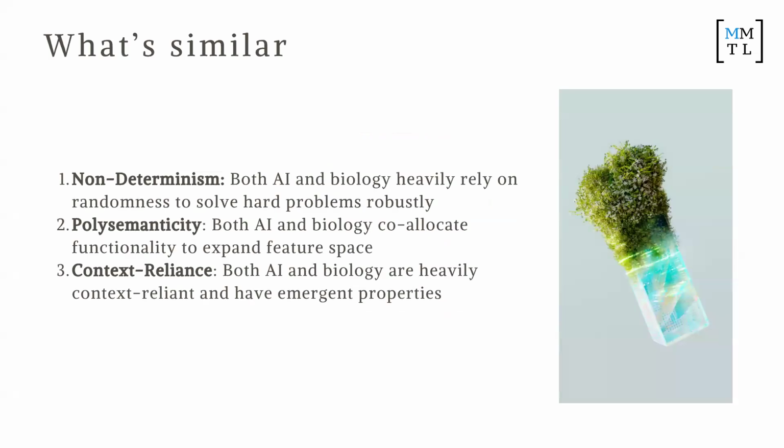So what is similar between AI and biology? The first is non-determinism. Both AI and biology heavily rely on randomness to solve hard problems robustly. Okay, so there's this famous computer science prize, the Turing Award, which is a Nobel Prize equivalent, where someone won it just a few months ago because they proved that if you have a very difficult problem to solve in computer science, you can actually switch to randomness and it's easier to solve. And that is true for any computer science problem. If you try and do it deterministically, so that is without using randomness, it is almost always harder. So there are a set of problems like that.